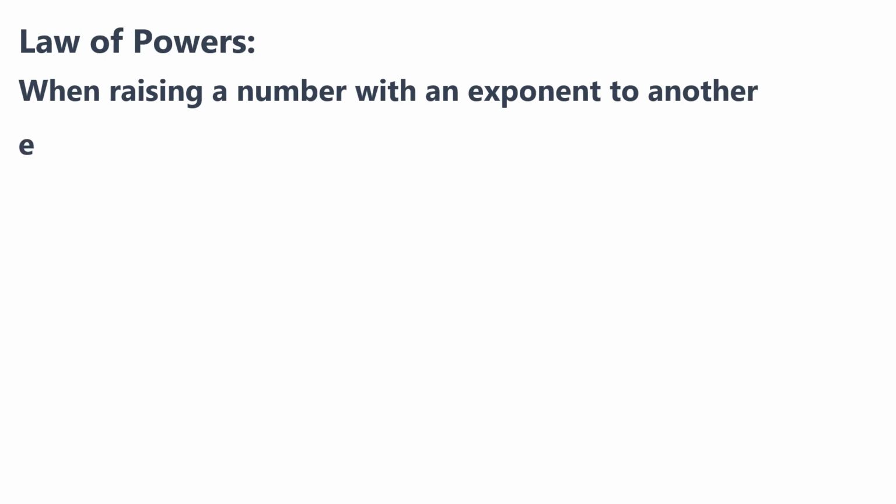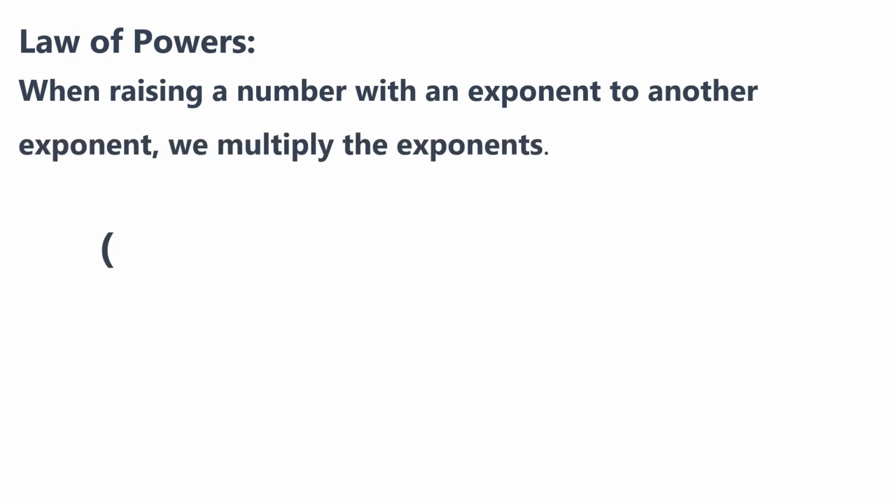3. Law of powers. When raising a number with an exponent to another exponent, we multiply the exponents. It is written as (a^n)^m equal to a^(n multiplied by m).